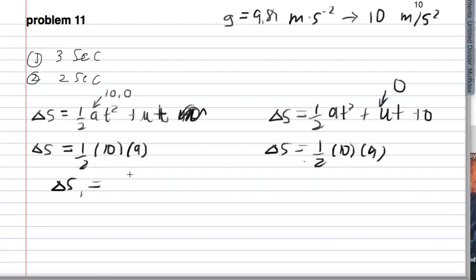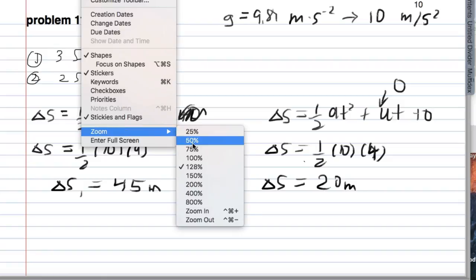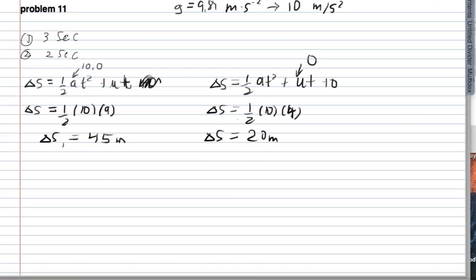So for the first ball, it's actually at 45. And for the second ball, we get 10 times 4 divided by 2. So that's 20 meters. Awesome. Now, let's see what happens to the distance separating the balls as time goes on. Don't guess. All of you guessed. Forget that. Calculate. Okay, there's no way around this.